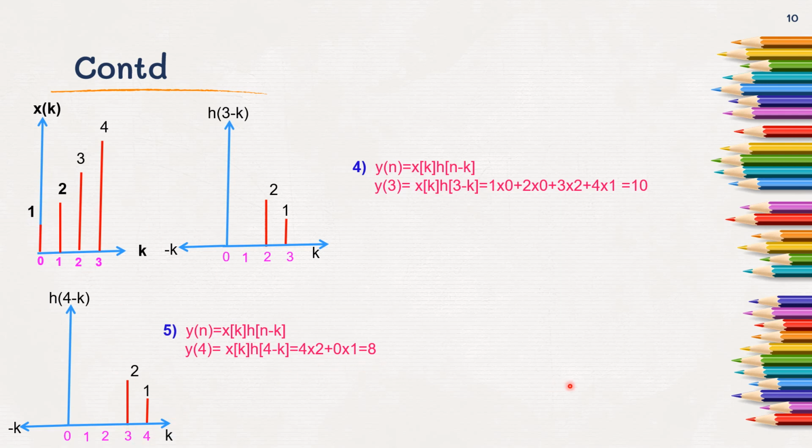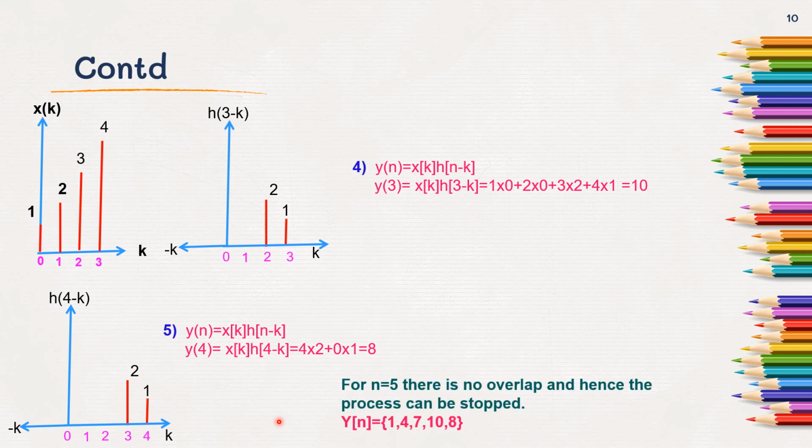Now if I find out h of 5 minus k, what will happen? My first sample itself will be at 4, right? At 4 it will be 2. But in that case, there will not be overlap with x of k and h of 5 minus k, right? So in that case, we will stop with that. So for n is equal to 5, it's very clearly written: there is no overlap and hence the process can be stopped.